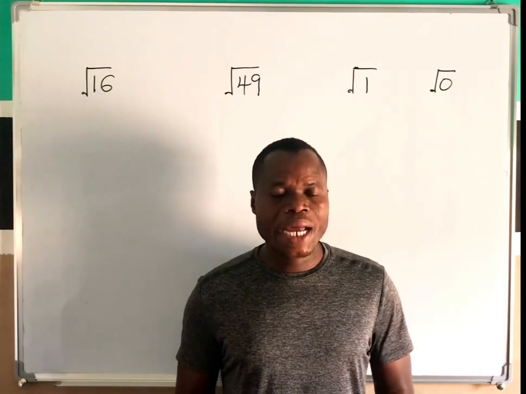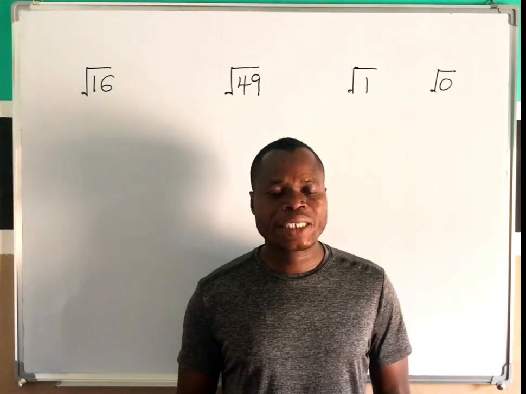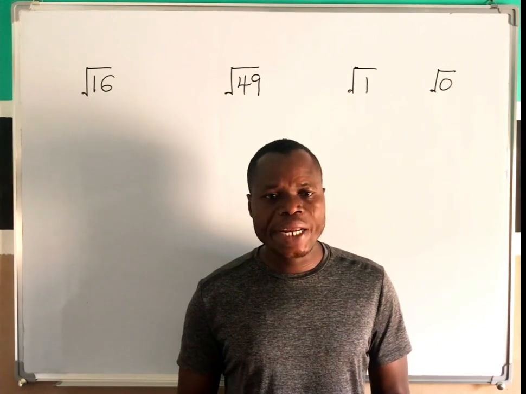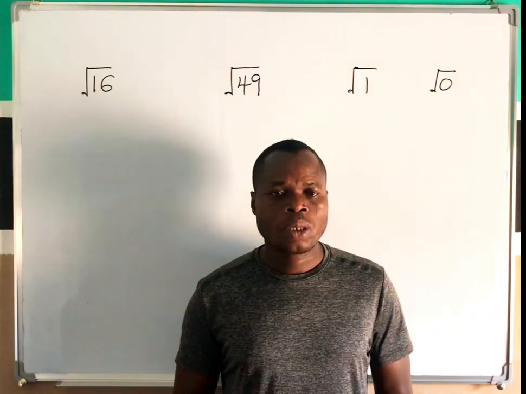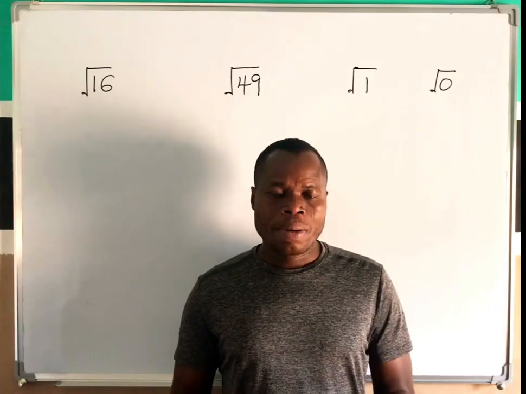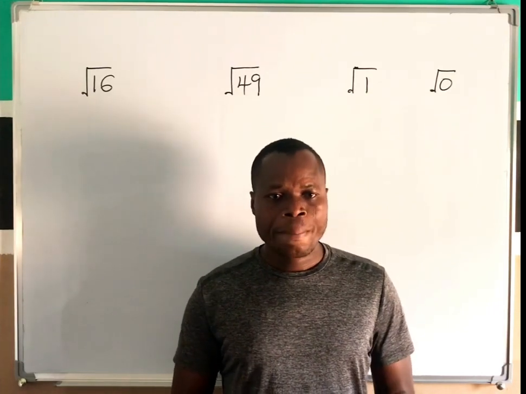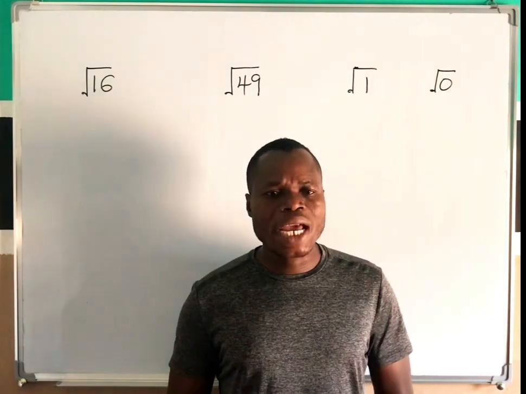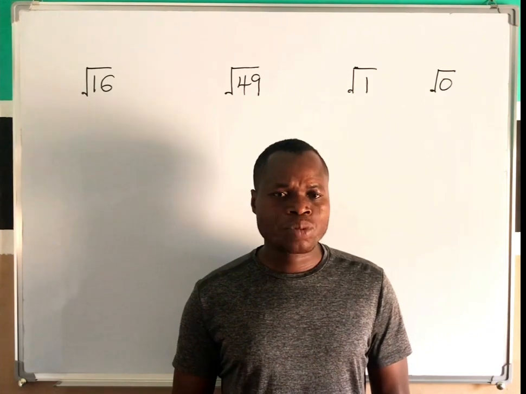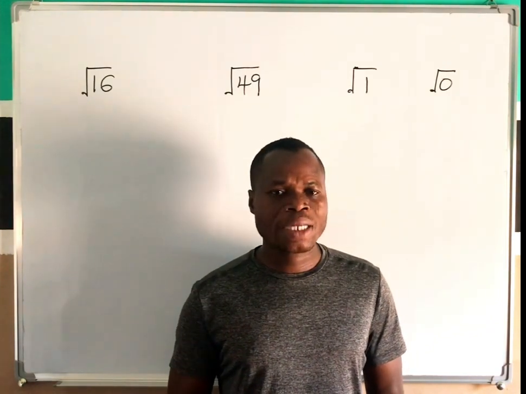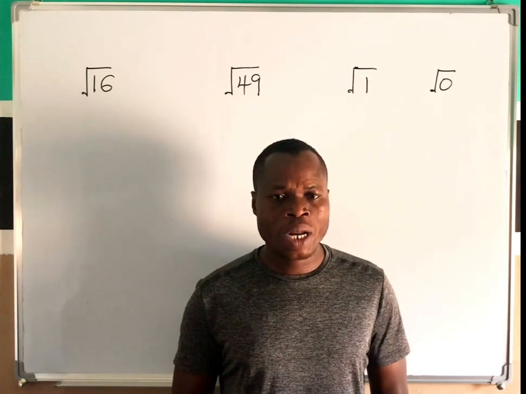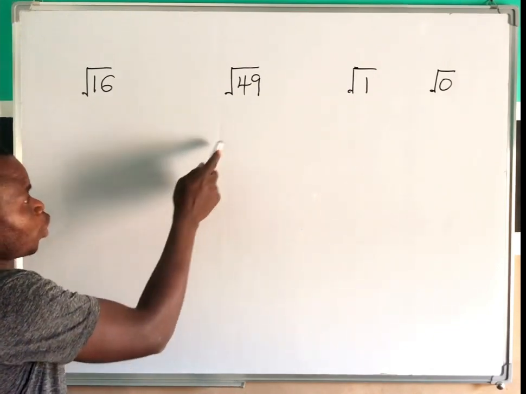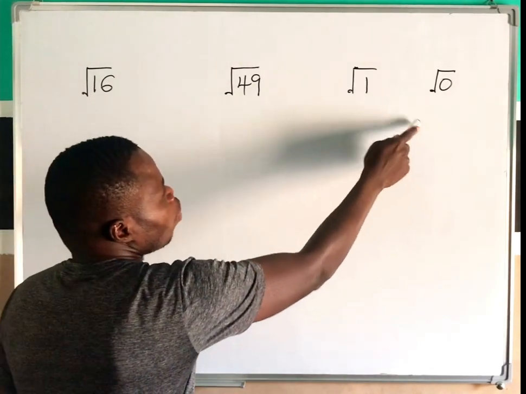Today we are going to learn how to find the square root of perfect numbers without using a calculator. I will be sharing 3 methods with you: the repeated subtraction method, the prime factorization method, and the pairing method. But today we'll be looking at the repeated subtraction method, and I have some examples on the board to illustrate it. The examples are square root of 16, square root of 49, square root of 1, and square root of 0.